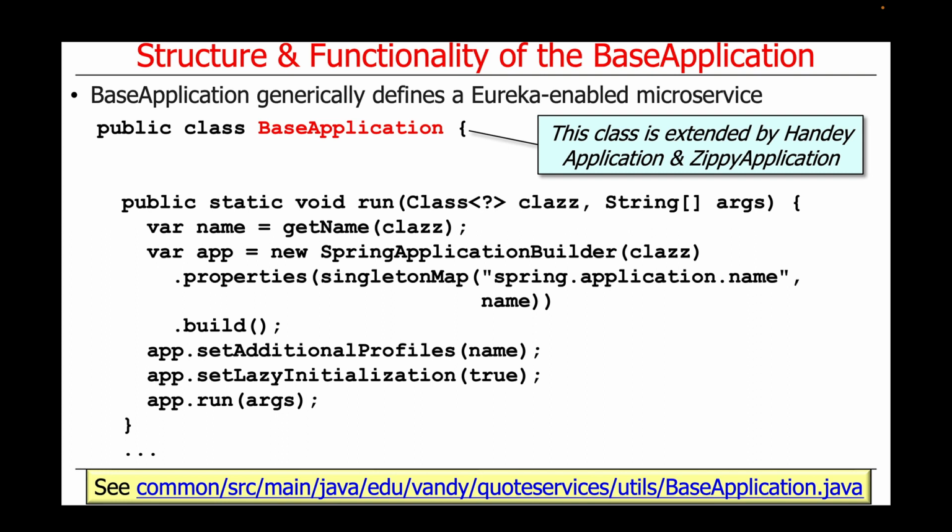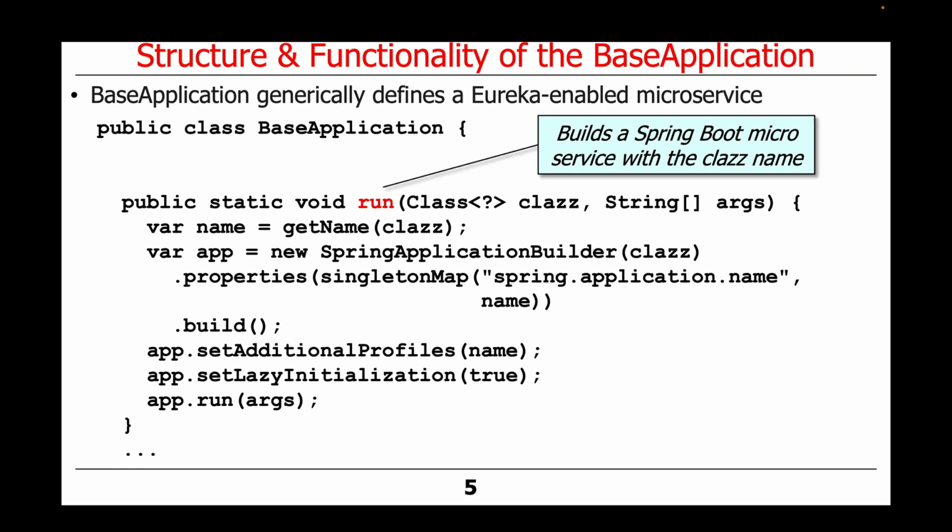You can get a look at the base application code here at the link at the bottom of the slide. And this is essentially a class that's extended by both the handy application and the zippy application. And it factors out common code that's used in a couple of places. So one thing we do is we define a static run method, which is used to build a Spring Boot microservice that has the class that's provided as a parameter here.